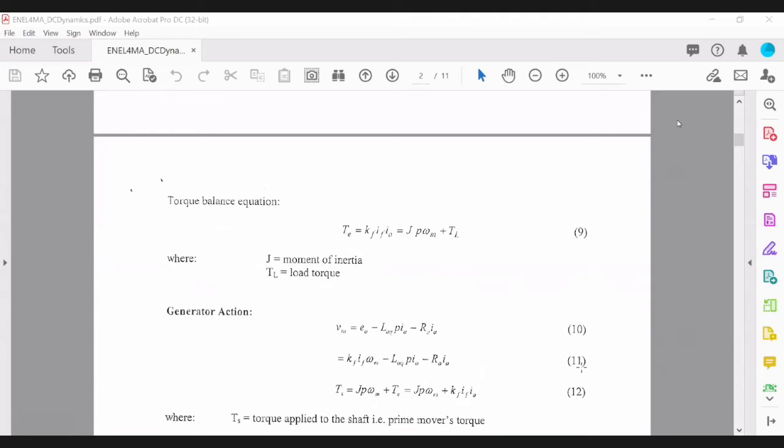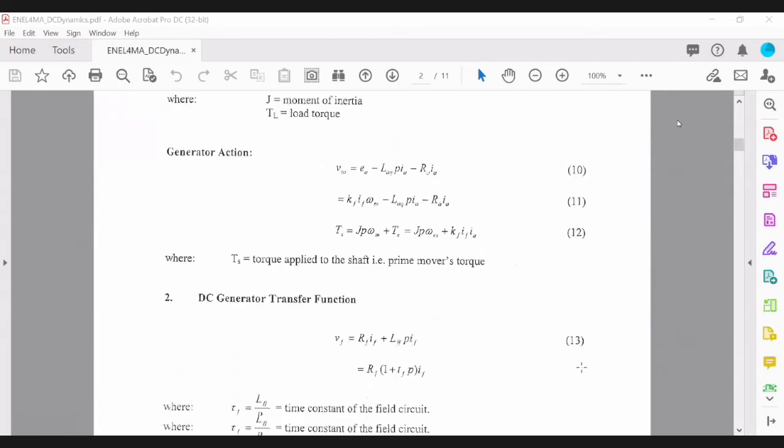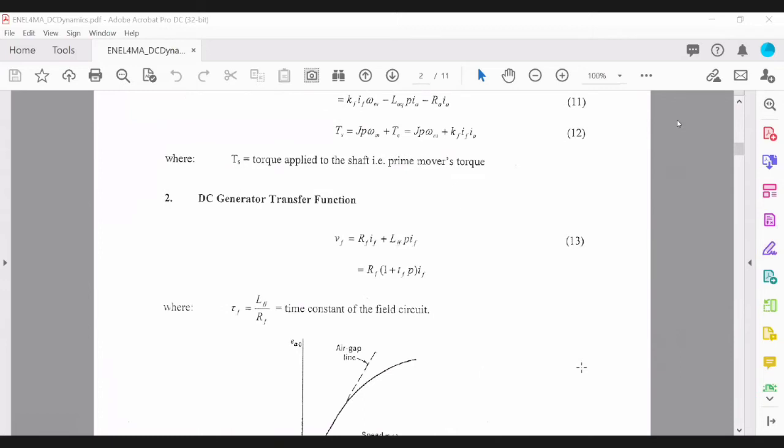Right, so those two equations, equation 8 and equation 11, represent your equation for the terminal voltage of the machine. Now, in the next section, we will look at, as I said, the transfer functions of those machines. So first, we'll look at the DC generator transfer function.